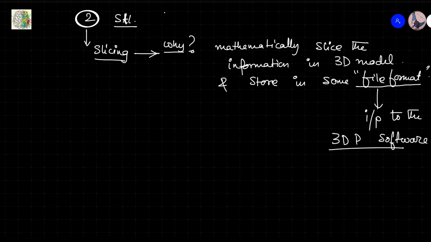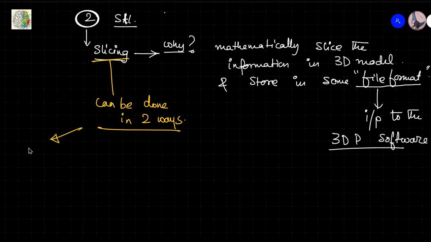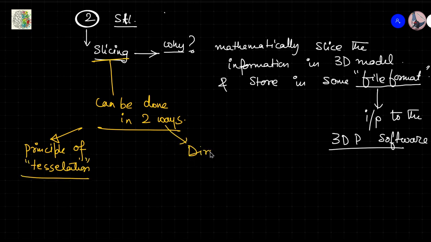Okay, so now this slicing can be done in two good ways. In the first way, you can use the principle of tessellation. What is this? I will tell you. And in the second, you can do direct slicing of the 3D model.